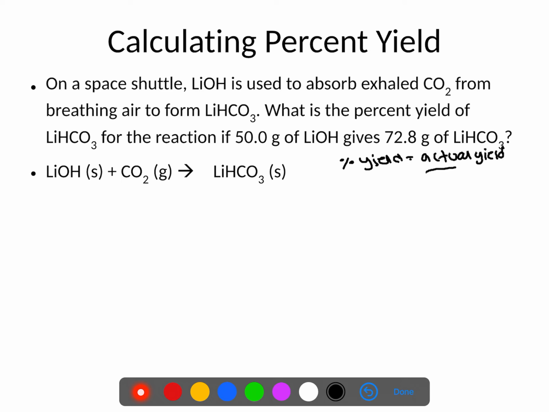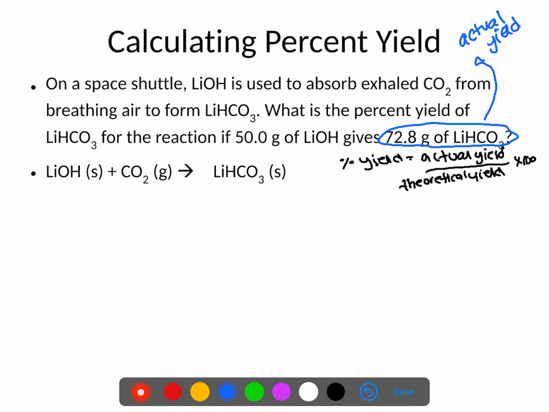That's theoretical. On a space shuttle, lithium hydroxide is used to absorb exhaled carbon monoxide from breathing air to form lithium hydrogen carbonate. What is the percent yield of lithium hydrogen carbonate for the reaction of 50 grams of lithium hydroxide, which gives 72.8 grams of lithium hydrogen carbonate? So the 72.8 grams of the product, that's your actual yield.